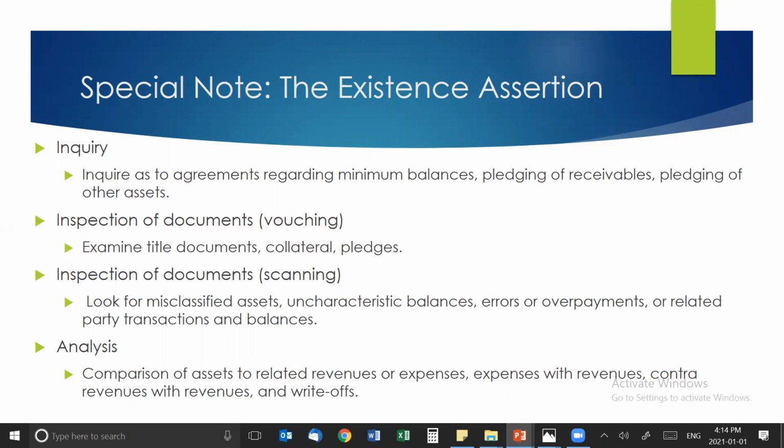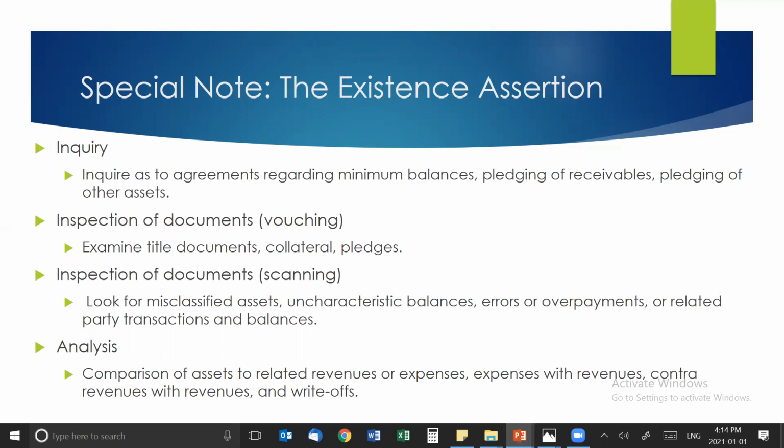Inquiry, we can inquire with agreements of some things that have like minimum balances, right? Basically, you're just inquiring in order to get the information to determine what your next audit procedure is going to be. We can examine title documents, any collateral. We can look at any misclassified assets, any overpayments, like when you're scanning the revenue account, for example, everything should be credit in the revenue account. So if you see any debits there, that might be something that you want to look into more detail for.